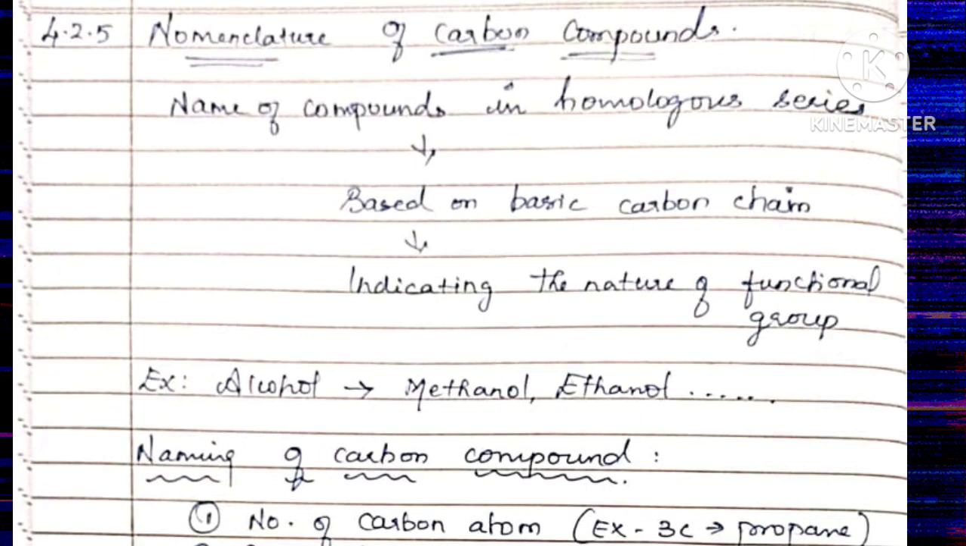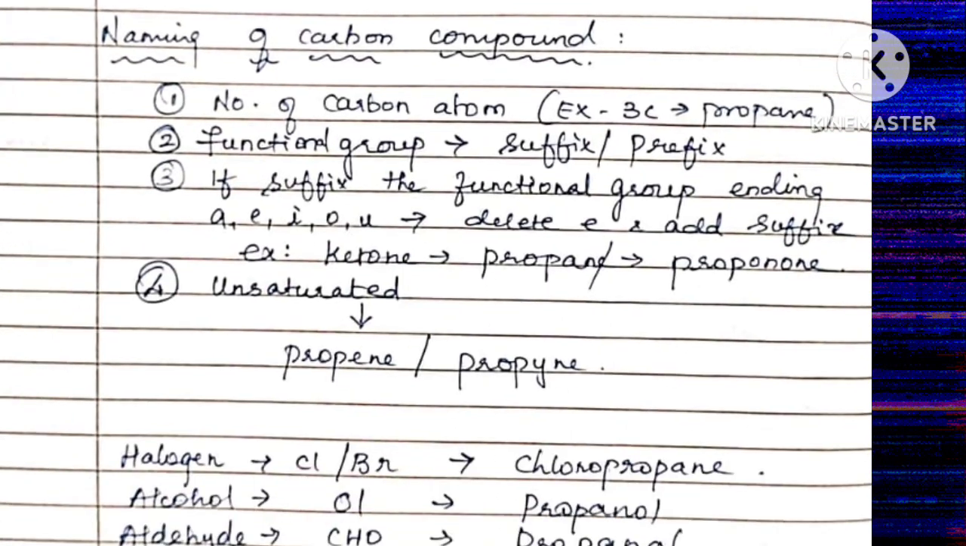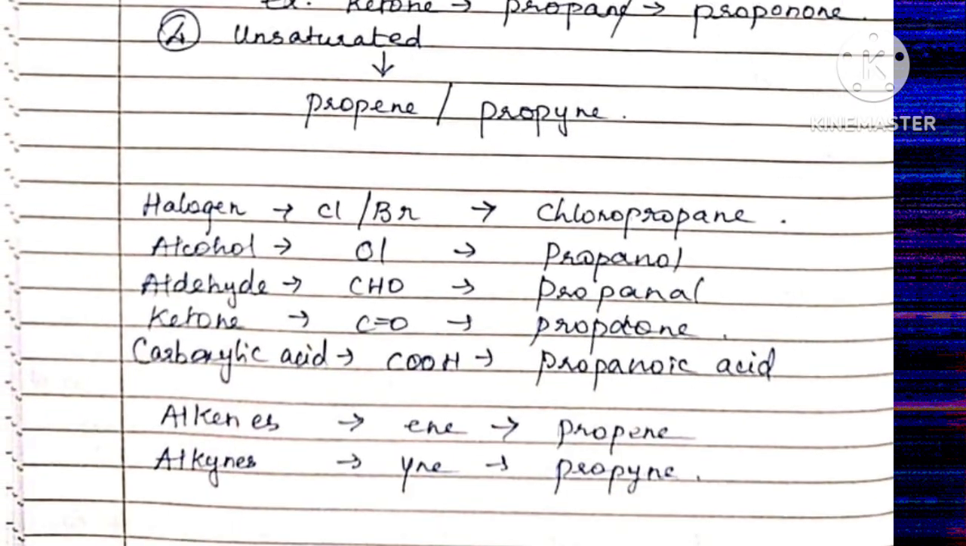Next, coming to the nomenclature of carbon compounds. Naming of the compound in a homologous series is based on the basic carbon chain present in it, and it also indicates the nature of the functional group. For example, we can see the naming of carbon compounds here. According to the number of carbons, it is named propane. Then according to the functional group, it can be named as follows. Halogen groups are named chloropropane or bromopropane, alcohol as propanol, aldehyde as propanal, ketone as propanone, carboxylic acid as propanoic acid, alkenes as propene, alkynes as propyne.